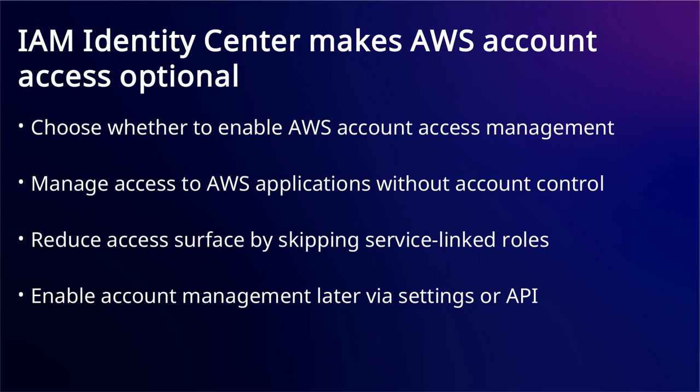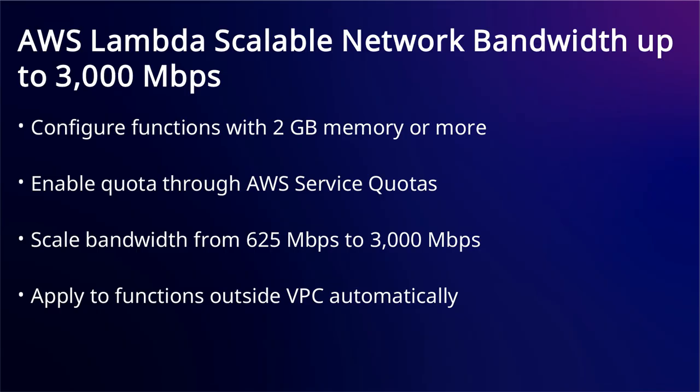When you run latency-sensitive data processing workloads on Lambda that transfer large volumes of data from external sources, the existing 625 megabits per second network bandwidth limit can constrain data transfer speeds and increase execution times. This impacts performance when you need to process several terabytes of data. To address this, you can now configure your Lambda functions with 2 gigabytes of memory or more to access scalable network bandwidth.